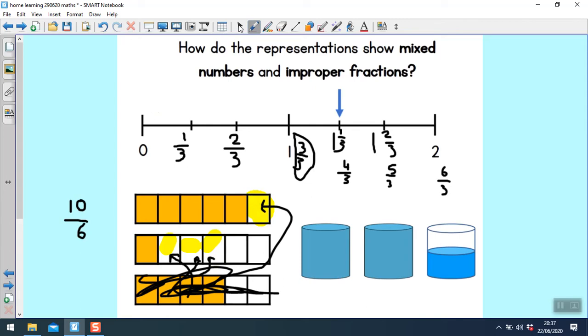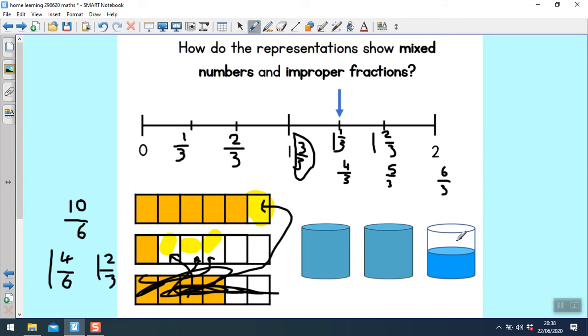How would I write this as a mixed number? I've got one whole one and I've got these 4. So we've got 10 sixths, and then what is the mixed number? I've got 1 and I've got 1, 2, 3, 4 sixths. 1 and 4 sixths. You might realise that I can simplify this. I can divide the 4 and the 6 by the same number. They're both in the 2 times table. So 1 and 2/3 can also be written like this.